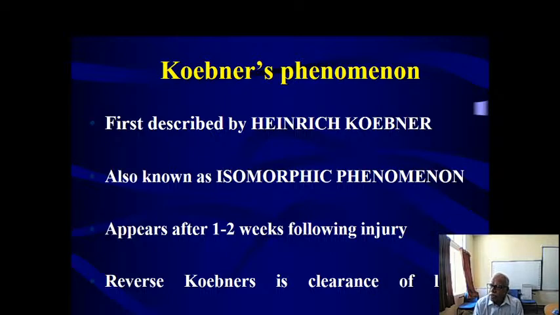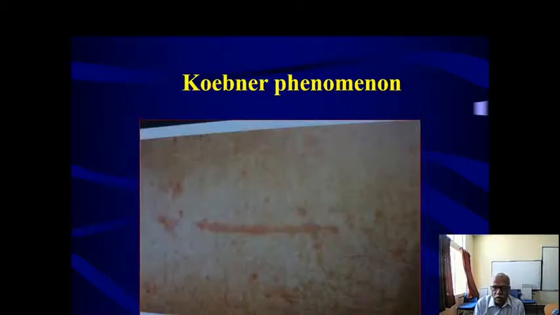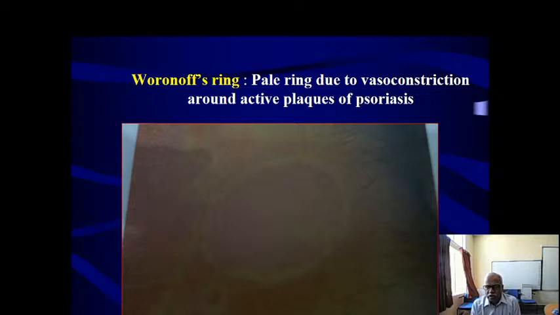And sometimes these lesions will be cleared following trauma in other areas. That's called reverse colonization. So this vertical line transversely, what we are seeing, Koebner phenomenon. And this is Voronoff's ring.